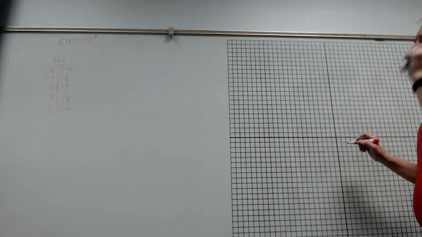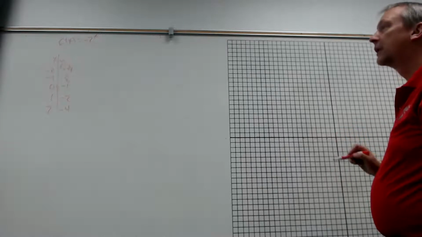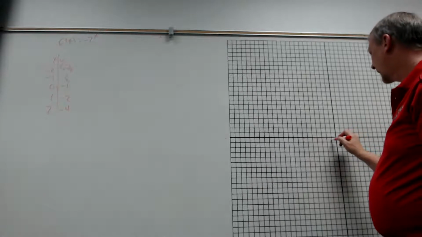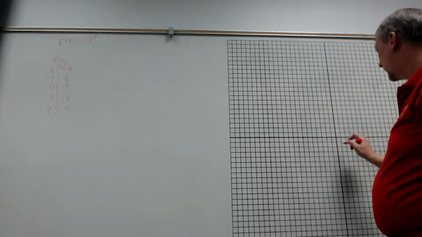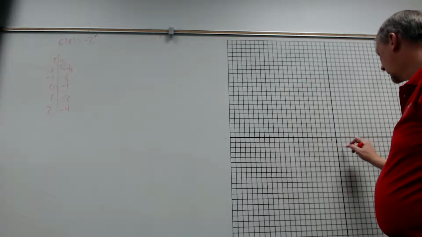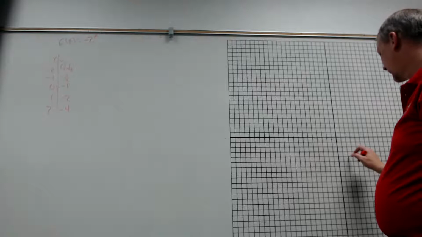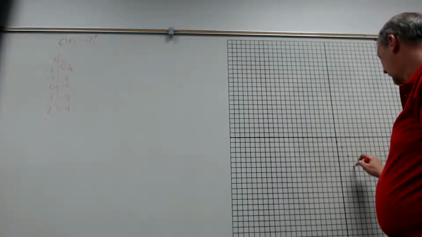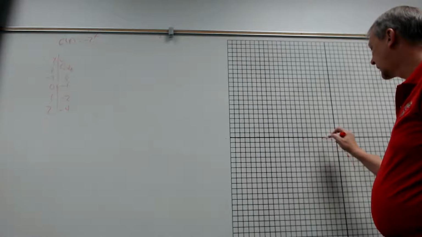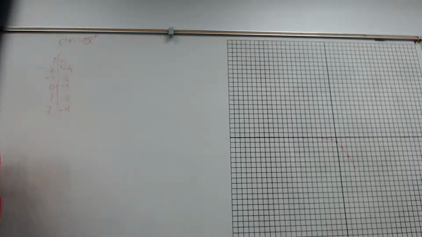Okay, so I've got -2, -1/4, -1, -1/2, 0, -1, 1, -2, and 2, -4. So you can see here, what does this negative do to you then? Flips it over the asymptote. Okay?